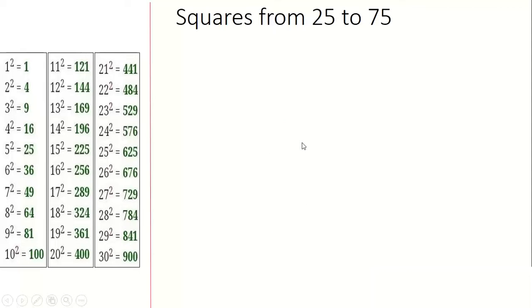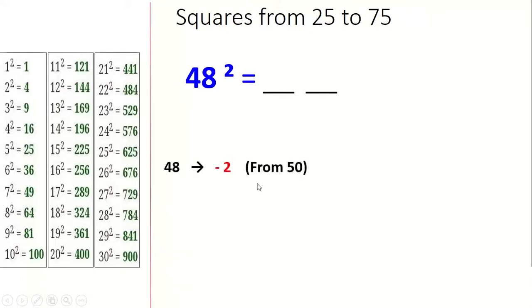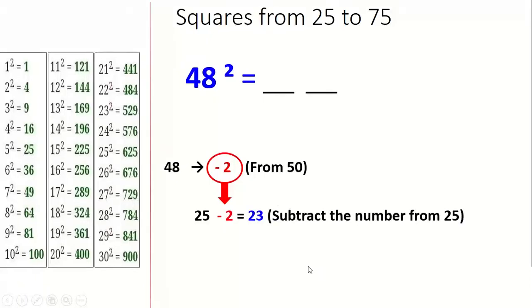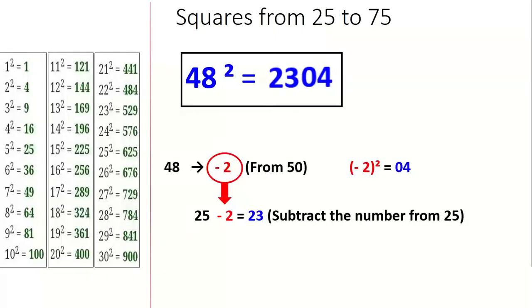Let's take one more example where the number is less. If the number is extra, I'm going to add. If the number is less, I'm going to subtract. So 48 is 2 less than 50. I'm going to subtract this 2 from 25. So 25 minus 2 is 23. And the square of minus 2 is obviously 04. The answer is 2304.